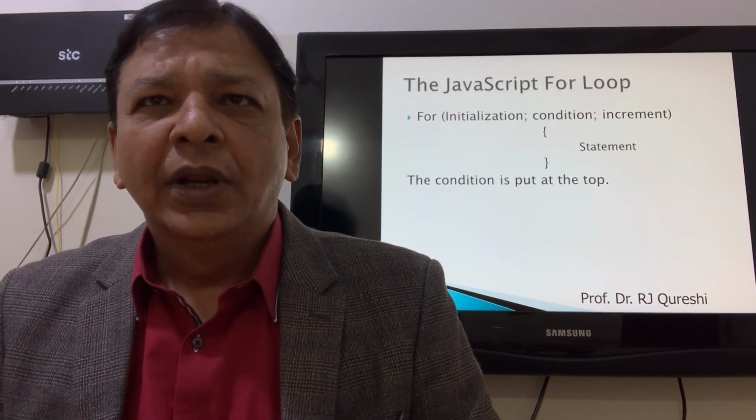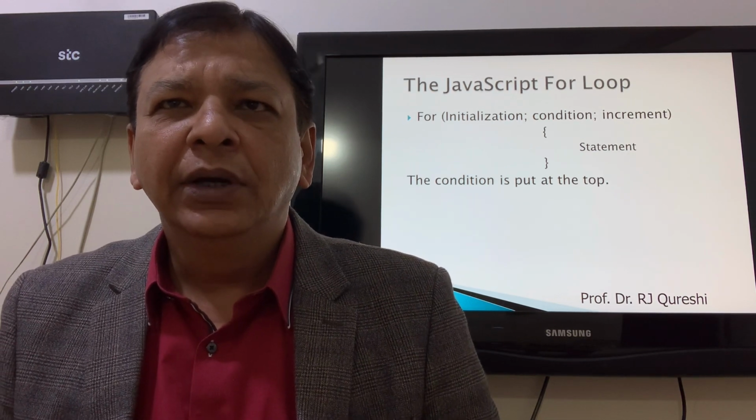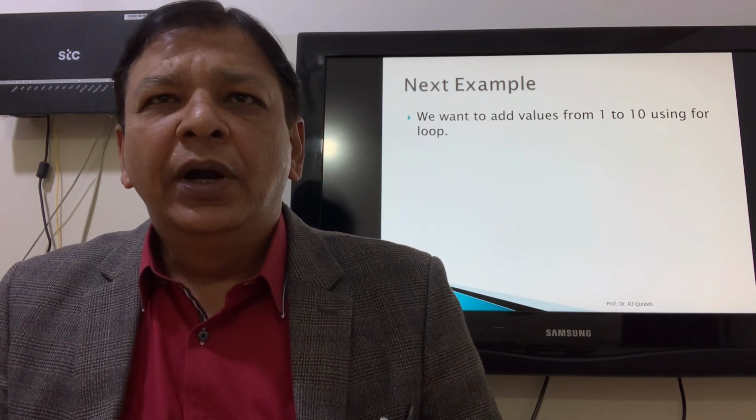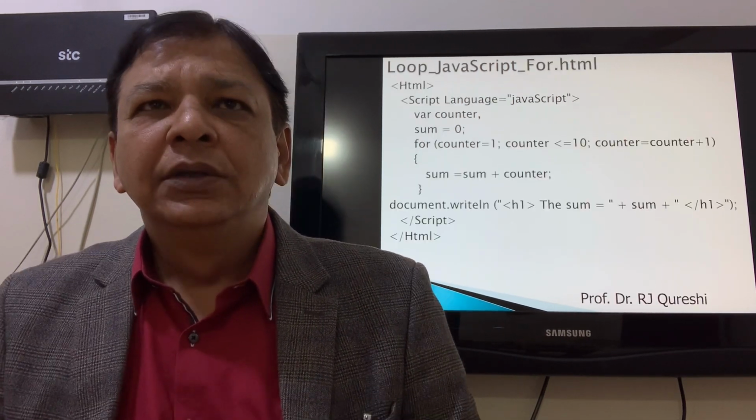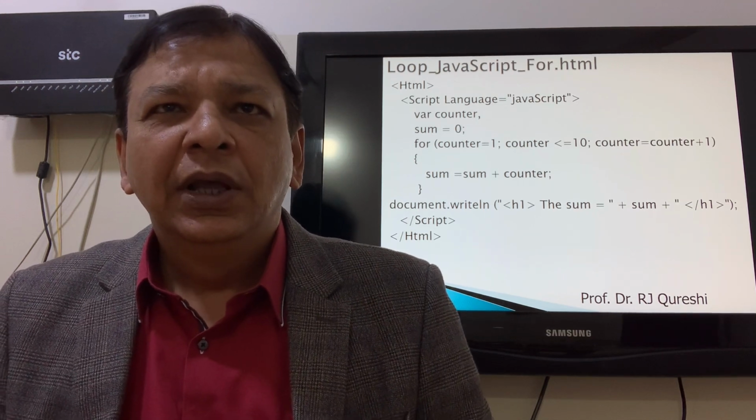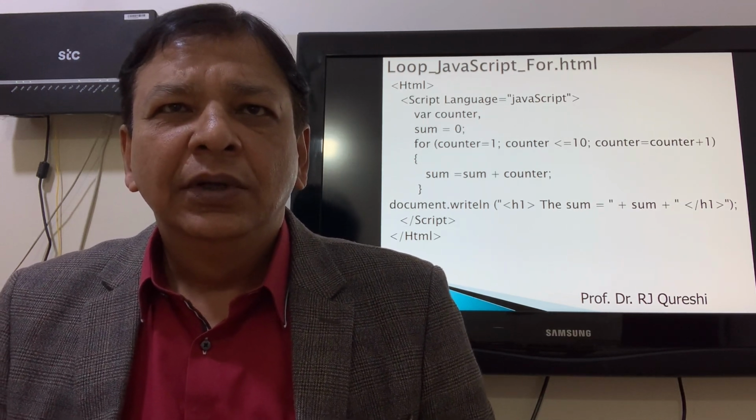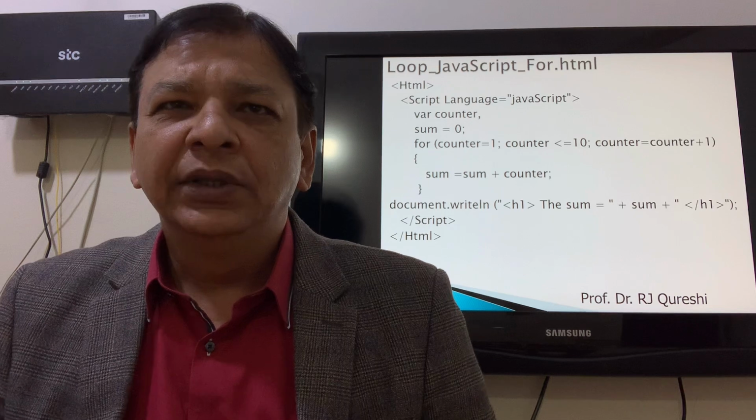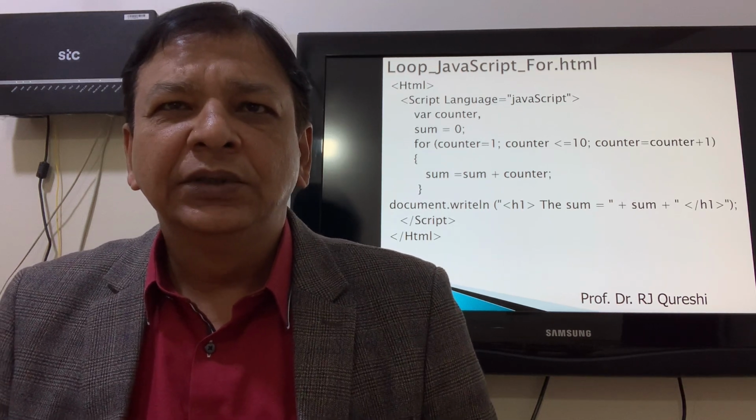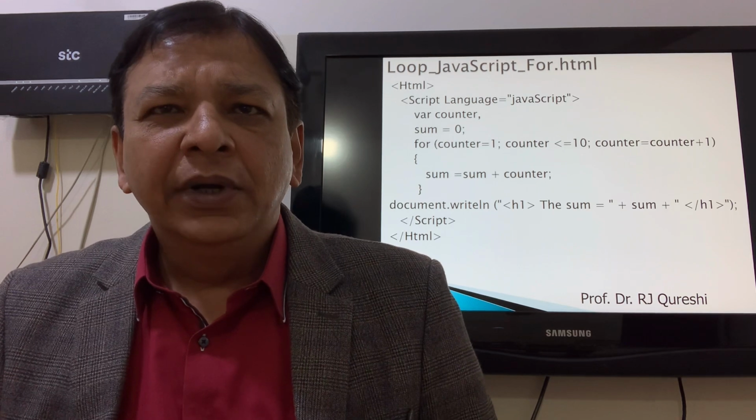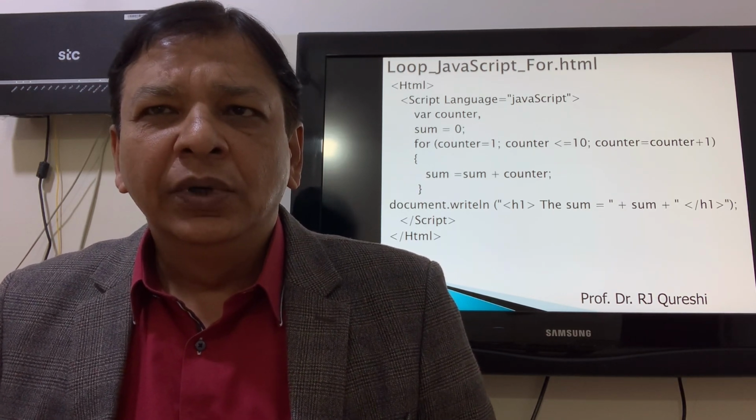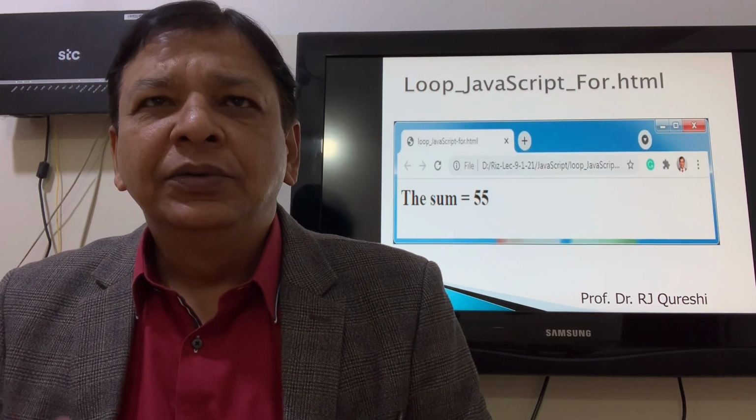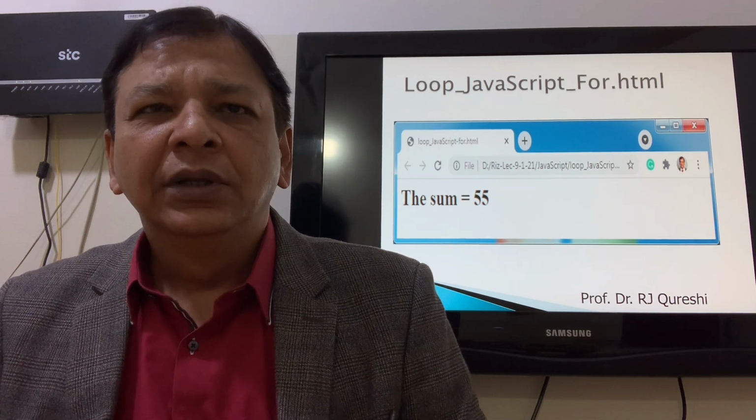For loop: initialization, condition, increment, statement, and the condition is put at the top. We want to add values from 1 to 10 using the for loop. Script language is equal to JavaScript, var sum is equal to 0, for counter is equal to 1, counter less than equal to 10, counter is equal to counter plus 1, the increment. Sum is equal to sum plus counter. We assign the value to the sum variable. Document dot writeline, the sum equals the sum variable. We close the script, we close the HTML, and that is the execution of loop JavaScript for.html.